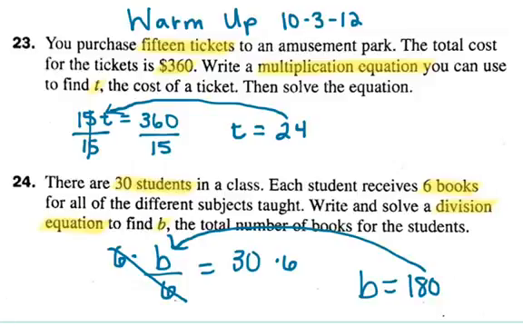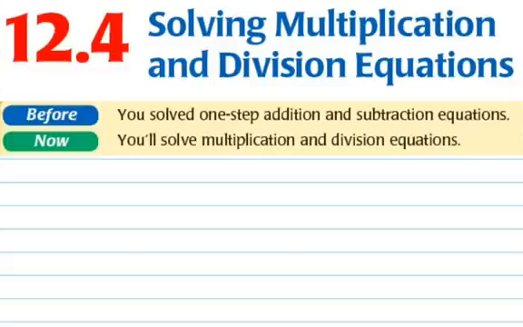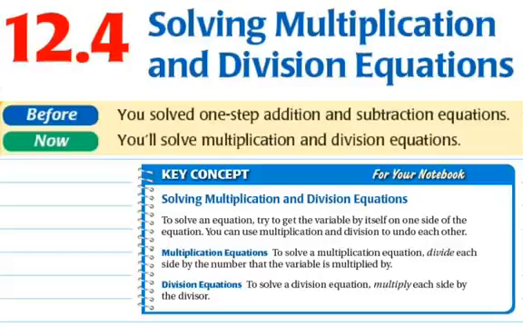So we're good there. Now the next thing I want to talk about is 12.4, solving multiplication and division equations. Before, we solved one-step addition and subtraction equations. Now we're going to solve multiplication and division equations. So a couple key things: to solve an equation, try to get the variable by itself. Okay, variable by itself on one side of the equation. You can use multiplication and division to undo each other. So that's a key thing.